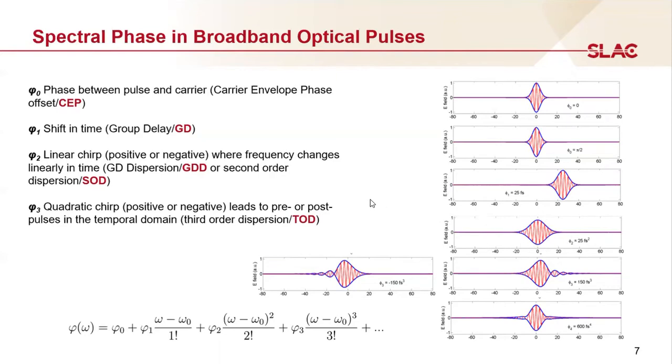With the last term considered today, third order dispersion, TOD, the instantaneous frequency is now dependent on the quadratic function and results in the temporal envelope developing pre or post pulses depending on the sign of TOD. It is these terms, second order and third order, that we are interested in. So back to our challenge.